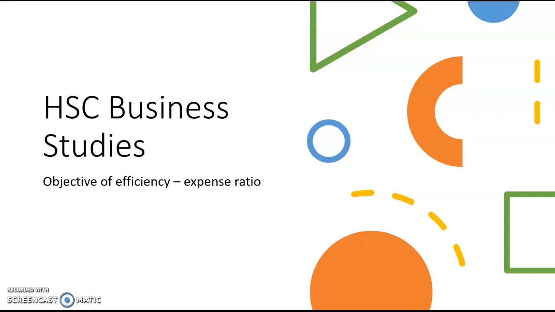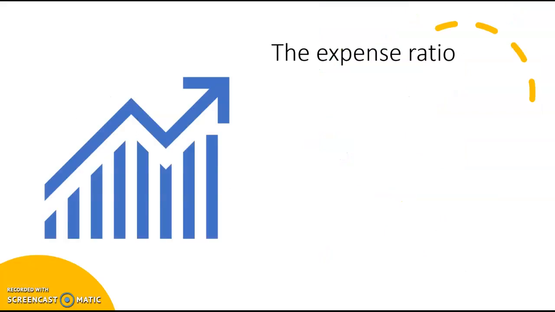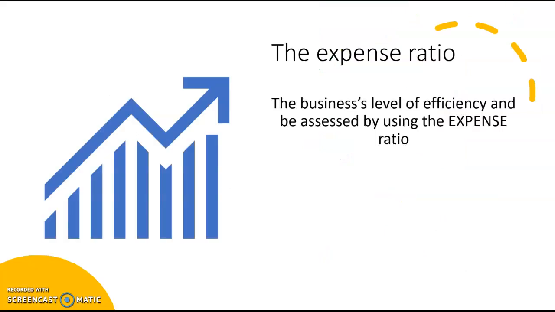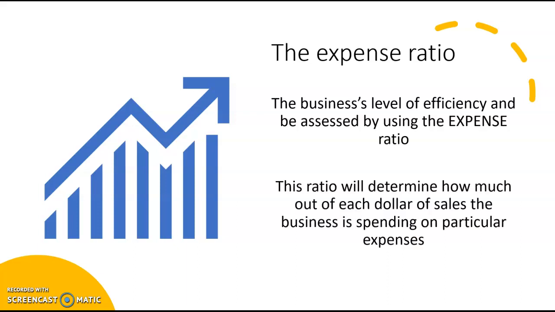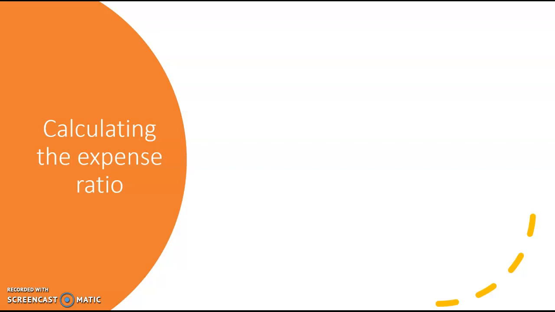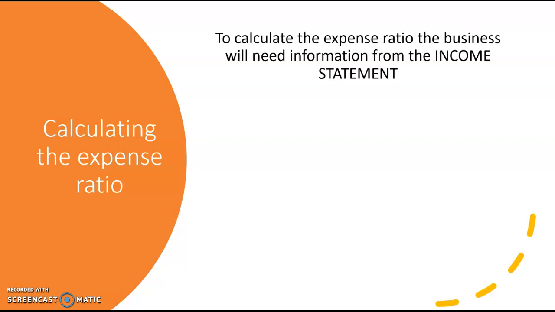Now let's have a look at how we can assess the objective of efficiency using the expense ratio. So the expense ratio is one of our two tools that we can use to assess the efficiency of the business. It's going to tell us how much out of every dollar of sales the business is spending on particular expenses. So in terms of calculating the expense ratio, we need the information from the income statement.